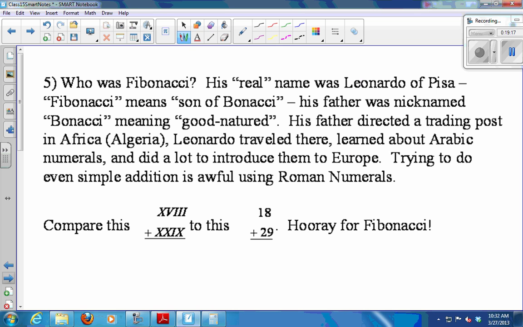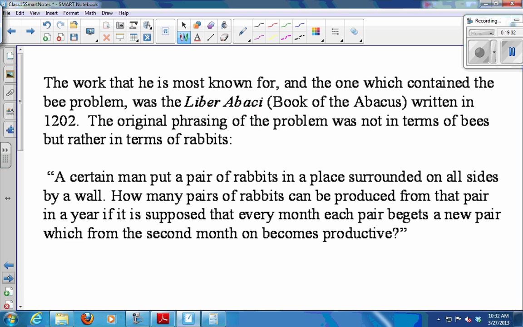So even simple computations were really difficult with Roman numerals. And being a merchant, using Arabic numerals was really great, being able to keep track of his stuff and money and things like that. So the work that he's most known for, even though his biggest contribution was the Arabic numerals, and the one that contains the bee problem that we just talked about, is called Liber Abaci, a book that he wrote, written in 1202.